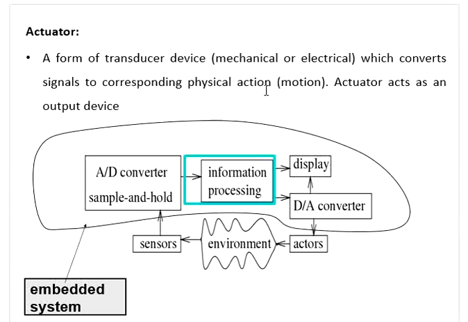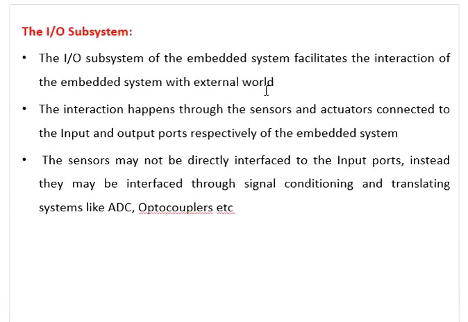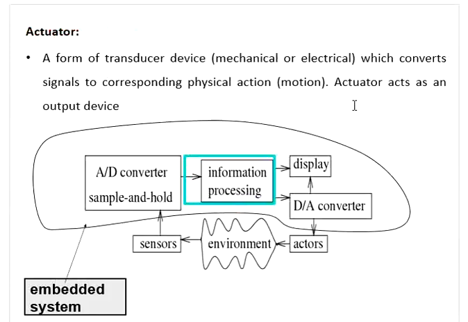Today we are going to look into the various IO subsystems, the various IO systems that facilitate the interaction with the input or external world. The interaction happens through sensors as input devices, and actuators are connected to the input and output ports respectively of the embedded system. So sensors act as an input port and actuators act as an output port, as we saw in the previous slide.